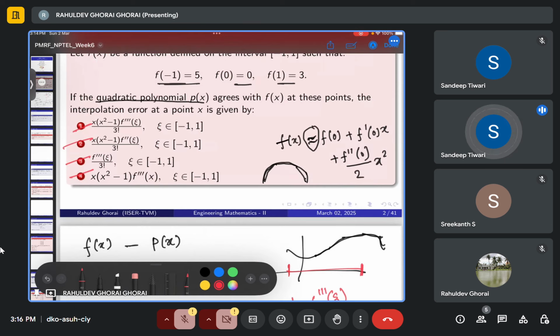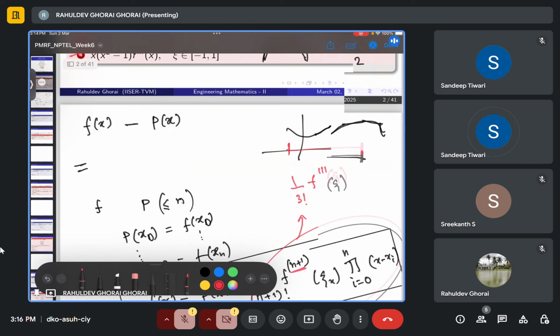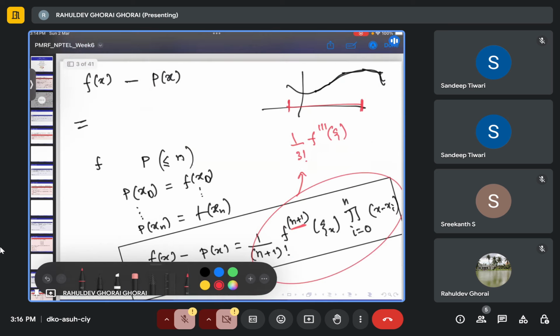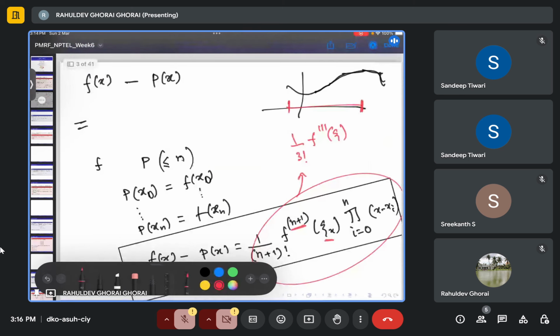That's given by xi. Xi will be there. So that xi is here; I am writing xi. So 3 factorial, and then the multiplication of all these 3.